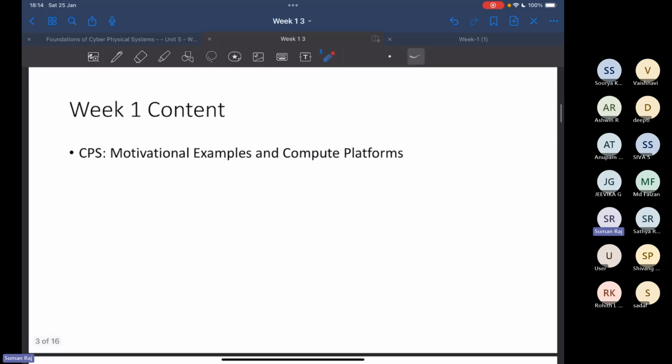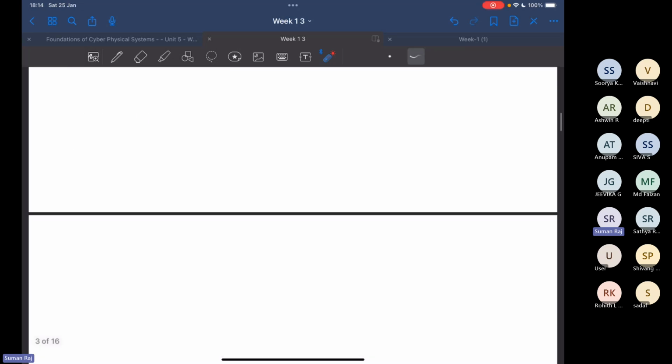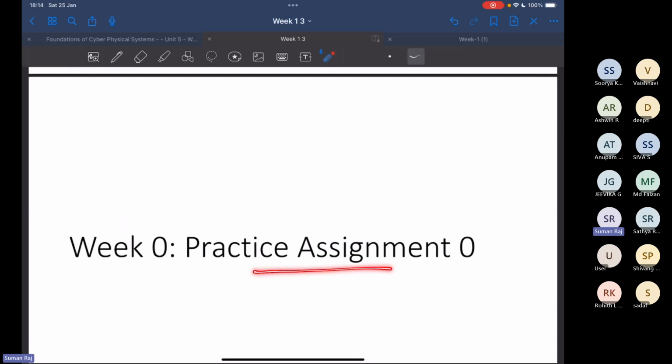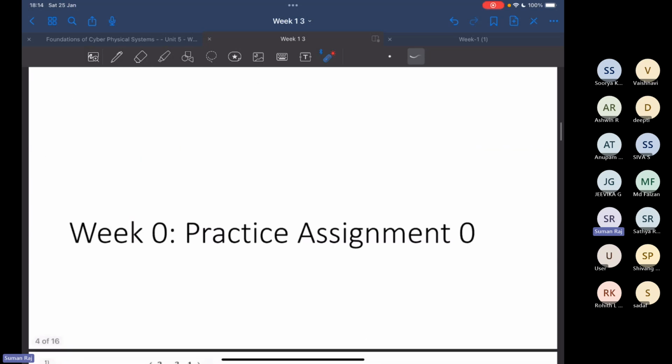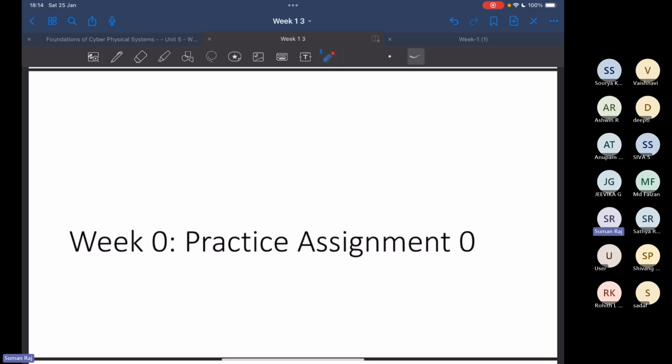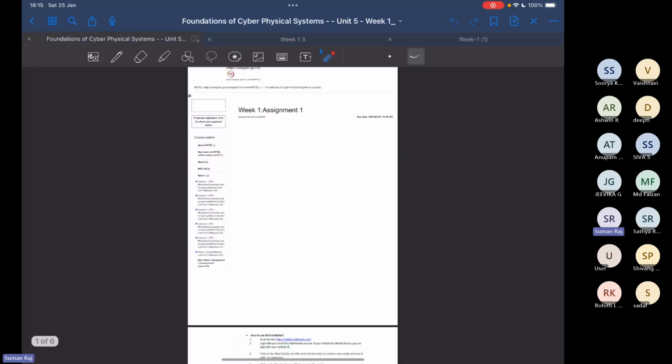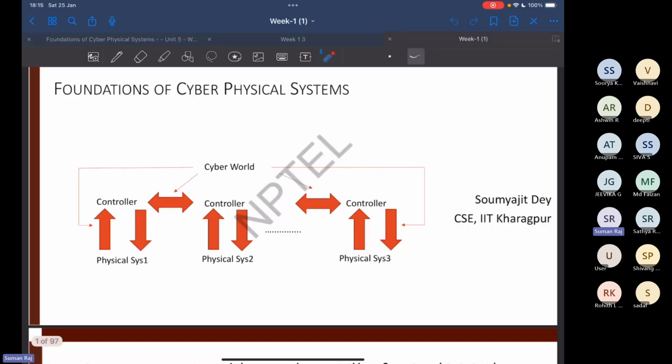All right, so let's get started. In this week, the topics that are covered are motivational examples and compute platforms for cyber physical systems. I would start with some of the questions in the practice assignment that has been given, and I would also try to go through some of the questions in the week one assignment. Later, if you have any doubt in any of the topics, please feel free to tell me, because I have the PDF of the lecture covered by the professor here, so we can reiterate over that as well.